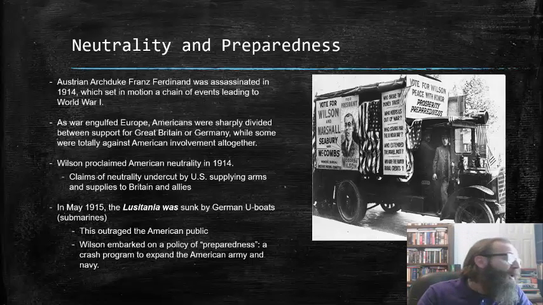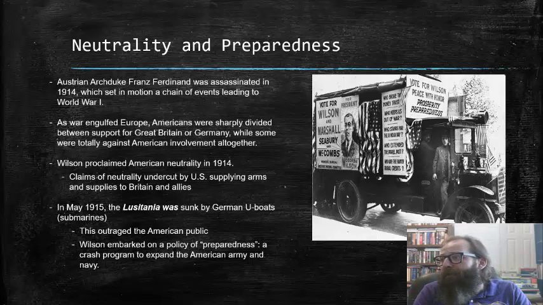Now, of course, there were significant numbers of Americans who were totally against American involvement in the war altogether. And one of those Americans was President Woodrow Wilson. He very much did not want to see the United States get involved in a costly and deadly war on the European continent, and he proclaimed American neutrality in 1914.